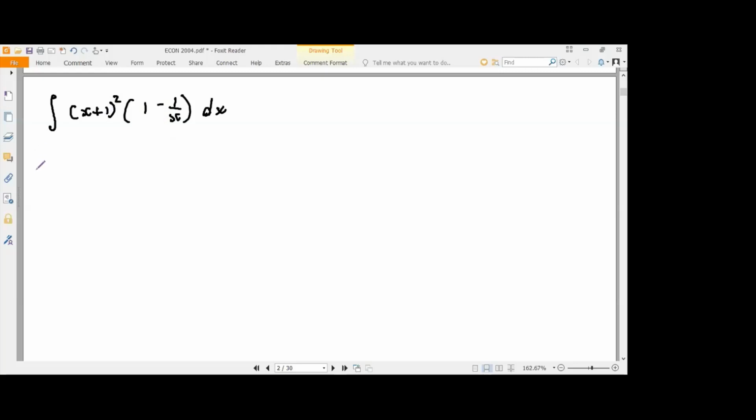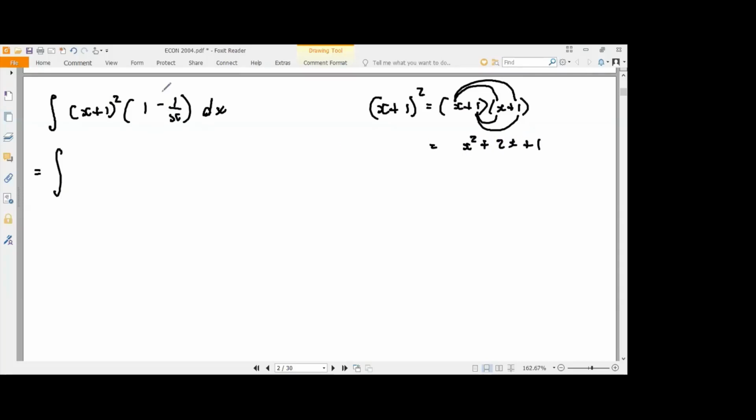Ready? So let's expand this, right? When I talk about (x plus 1) all squared, it means x plus 1 times itself. If you remember this from high school, you could expand it by saying x times x and so on, but I'm not going to go through the long way. I know the answer is going to be x squared plus 2x plus 1, so I'm just going to substitute that in. So that's what I have for (x plus 1) all squared, right? Cool. And then I'm going to multiply that by 1 minus 1 over x.